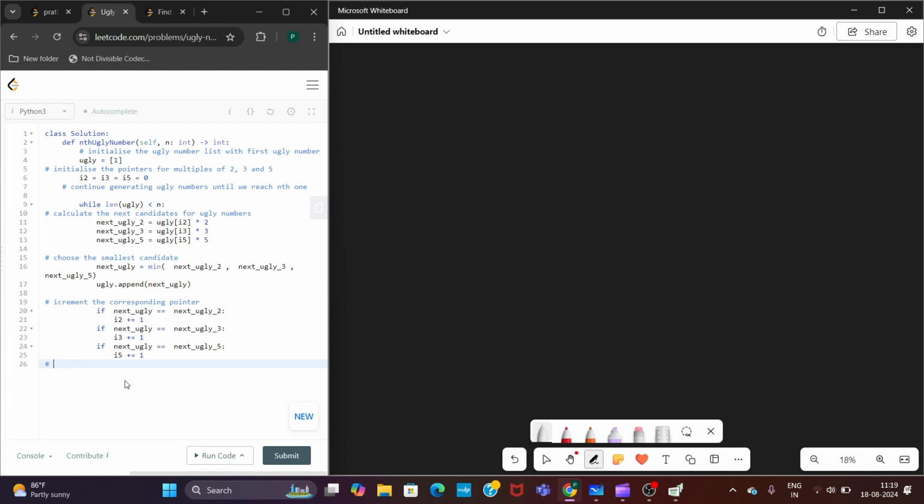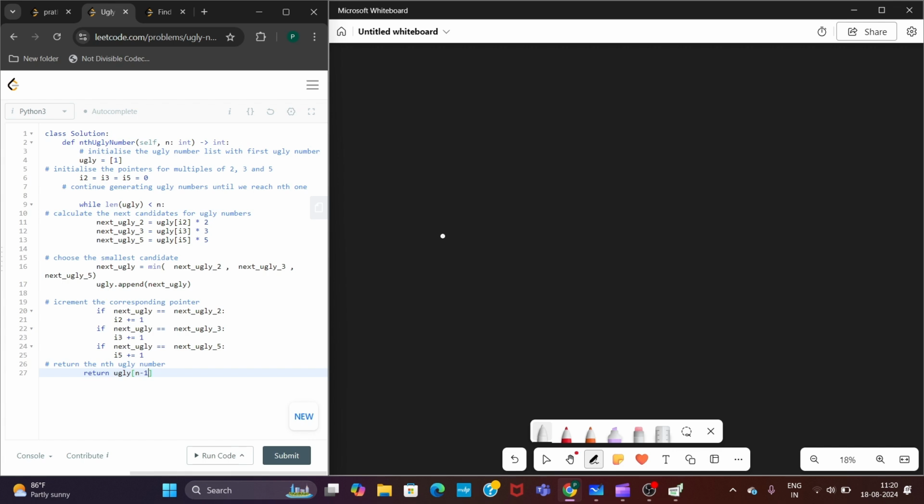Return the nth ugly number over here. So basically, how will we return it? Return the ugly of n minus 1, the last number. Return ugly of n minus 1. Okay. So now let's try to understand the approach over here.